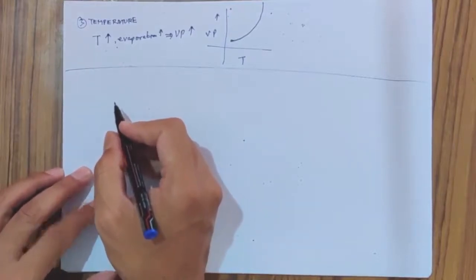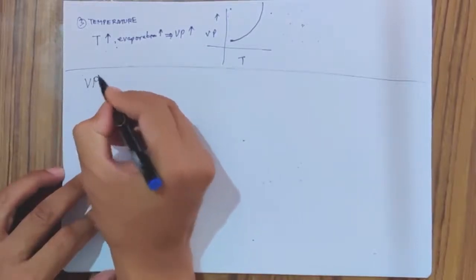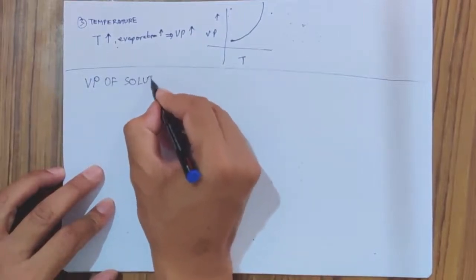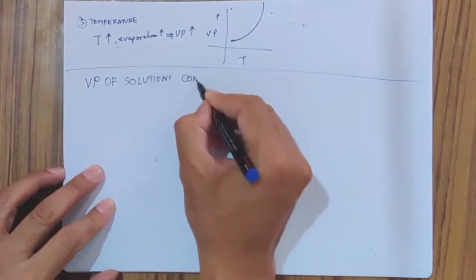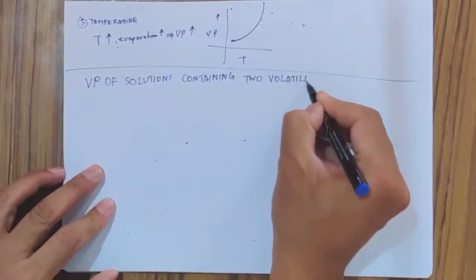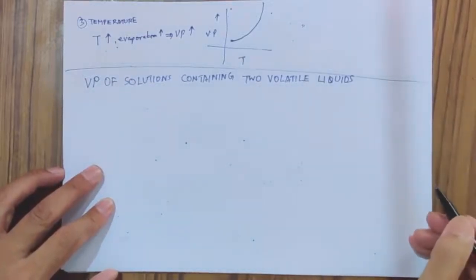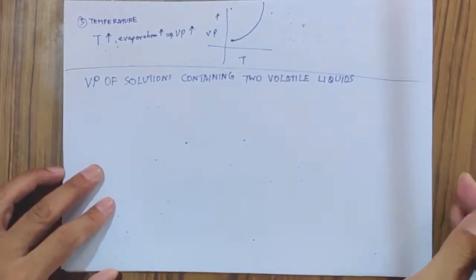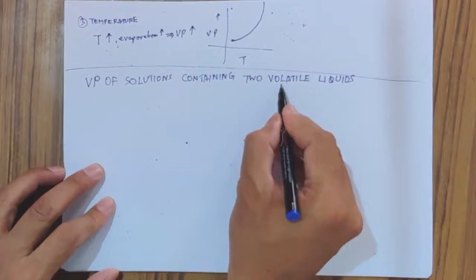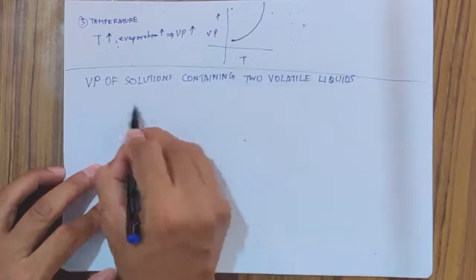Raoult's law, the basic form. Raoult's law is for the vapor pressure of a solution containing two volatile liquids. This is the basic idea of Raoult's law. Volatile means they evaporate.